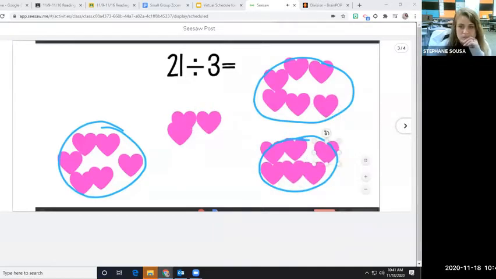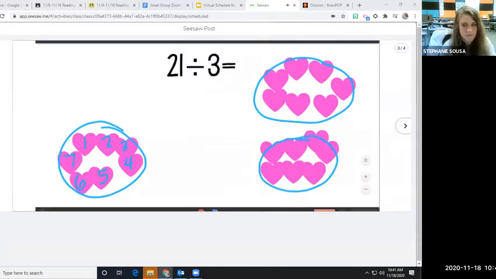Okay, looks like I have 3 hearts left and 3 groups. So I'm going to put 1 more in each of the groups to make sure every group has the same amount. Now I can count how many I have in each of my groups. 1, 2, 3, 4, 5, 6, 7 in that group. Should have 7 in each. 1, 2, 3, 4, 5, 6, 7. Okay. 1, 2, 3, 4, 5, 6, 7.